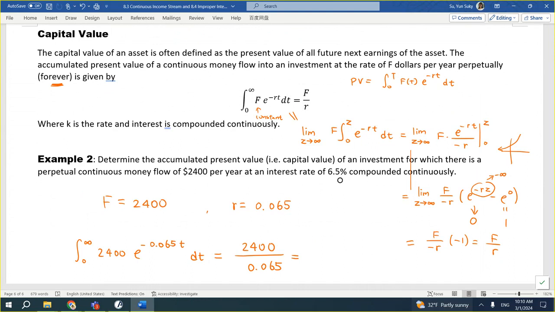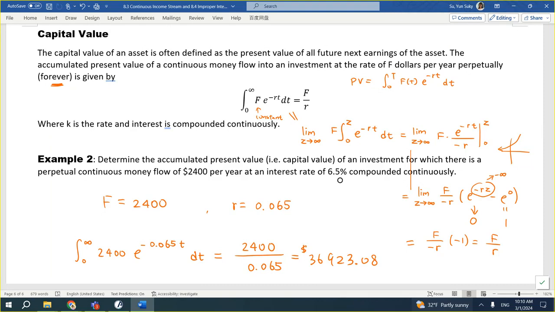Let me give you this. Okay, so use your calculator. What is 2400 over 0.065? Okay, thank you. That's the amount of money.